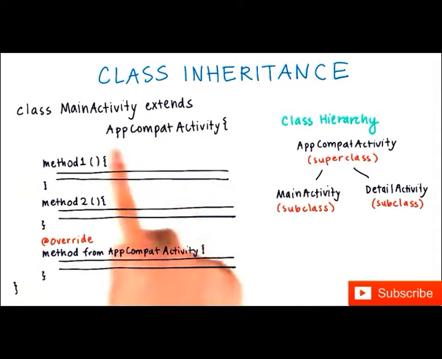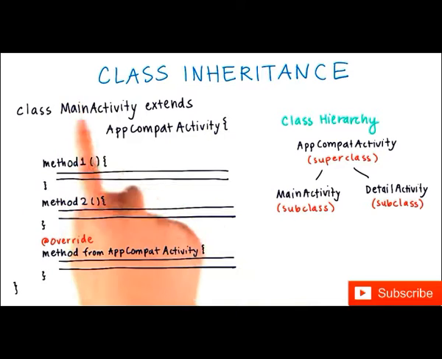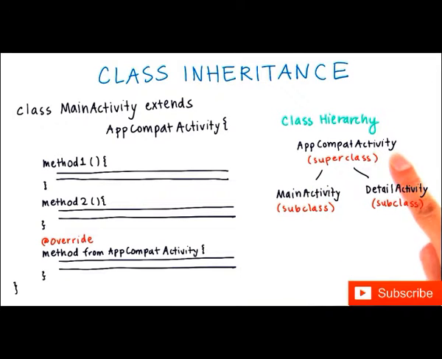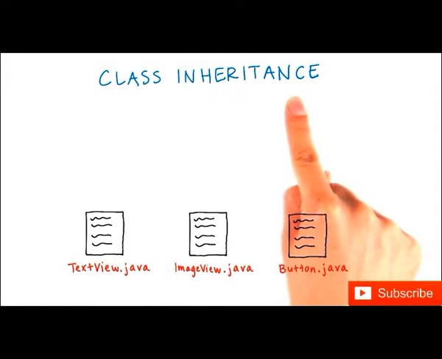So whenever you see this class definition, whatever you extend is known as the superclass. And this would be the subclass. So if you created another activity called detail activity and you extended AppCompat activity, this would be the subclass and this would be the superclass. Here's another example of Java class inheritance.